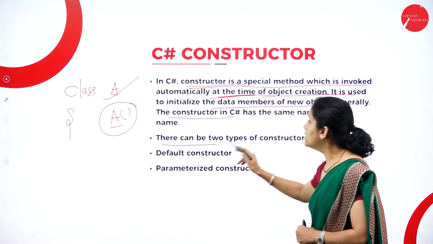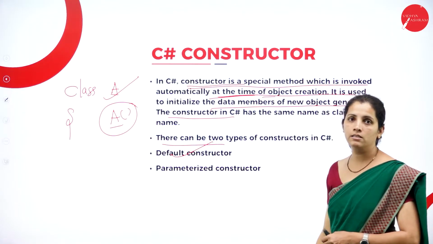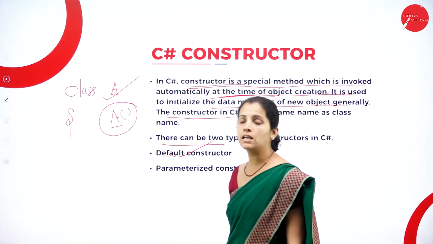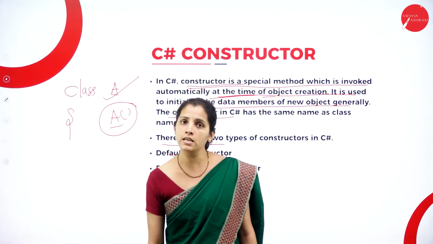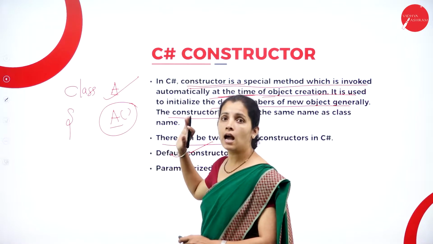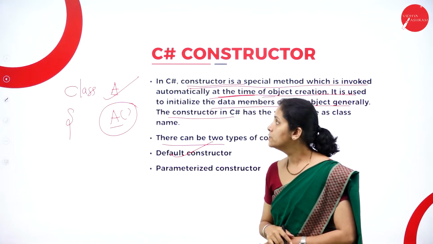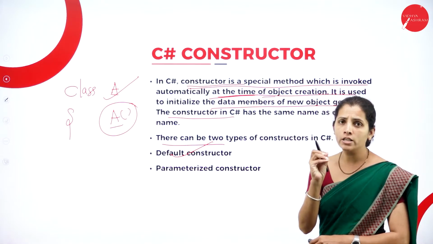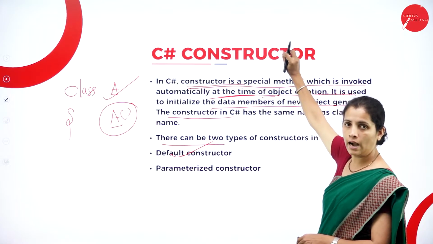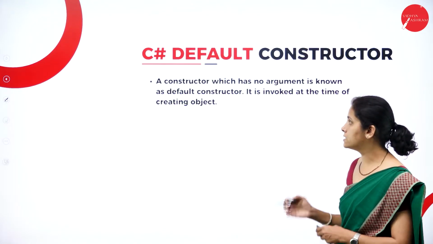So there are two types of constructor. One is default constructor and another one is parameterized constructor. And constructors are mainly used to initialize the data members. And constructors are invoked when I create the object. So these are the few points you have to remember while studying about constructors. And what are the types? Default constructor and parameterized constructor.